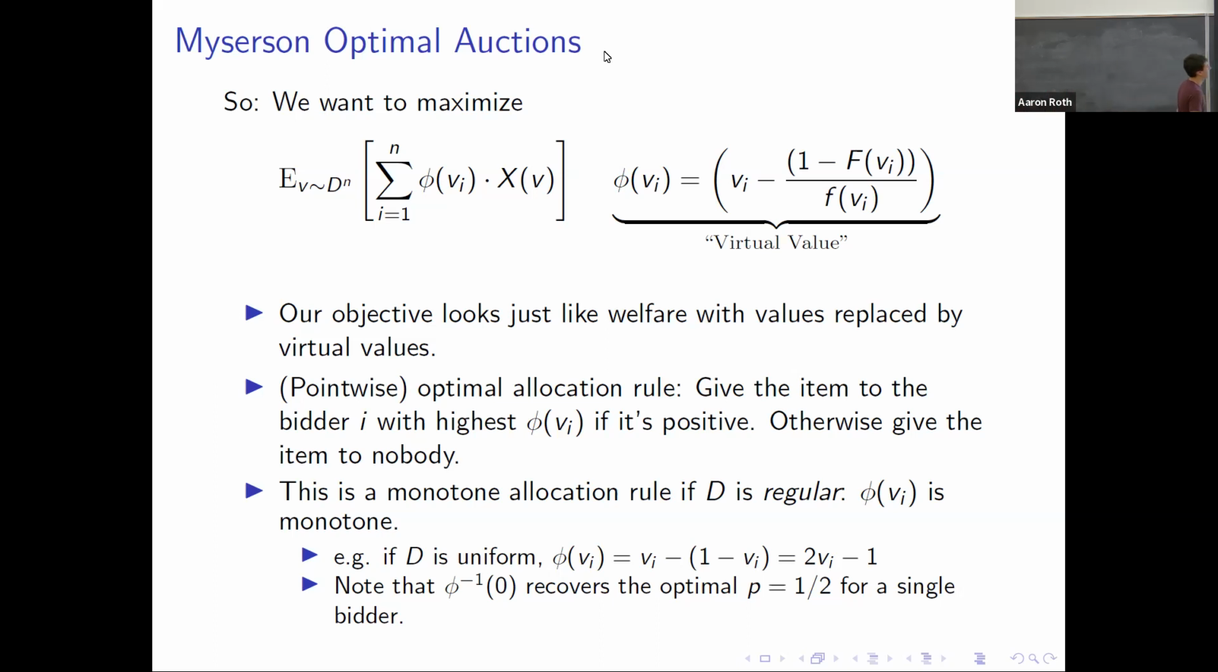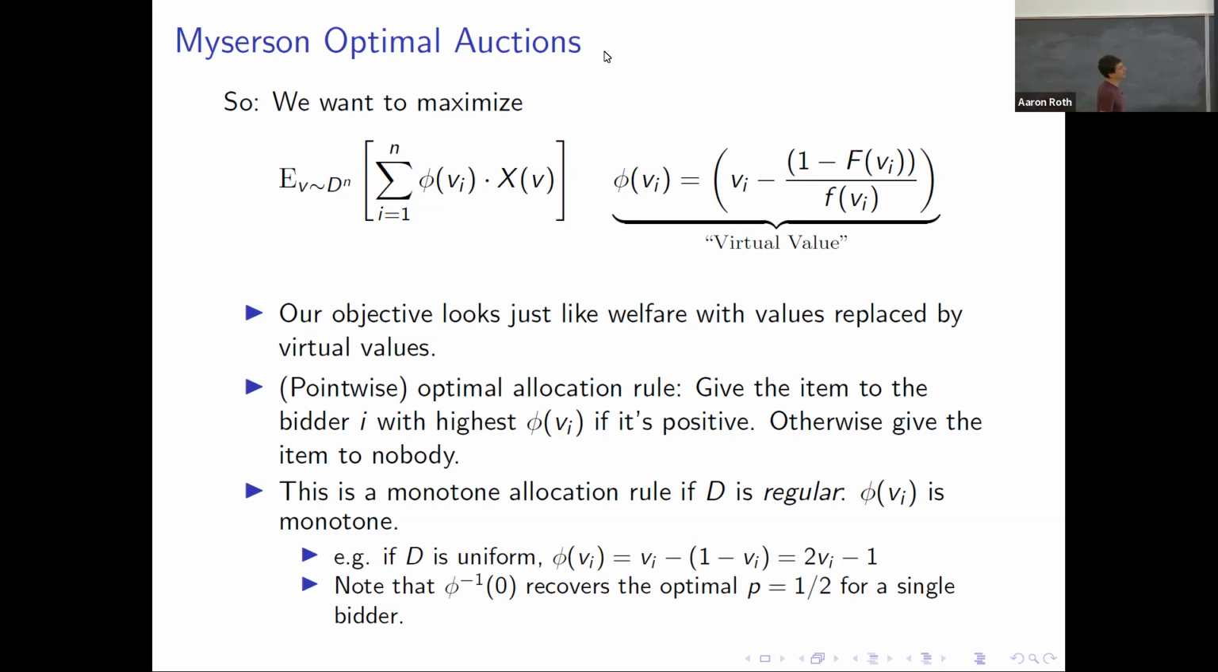And so let's say that a distribution is regular if this thing is monotone. If the virtual value function is monotone, we'll just say the distribution is regular. And therefore, we will immediately have that for any regular distribution, the revenue maximizing auction is monotone. Sort of by fiat, regular just means the thing we need to be monotone is monotone. But I would just note that lots of things are regular.